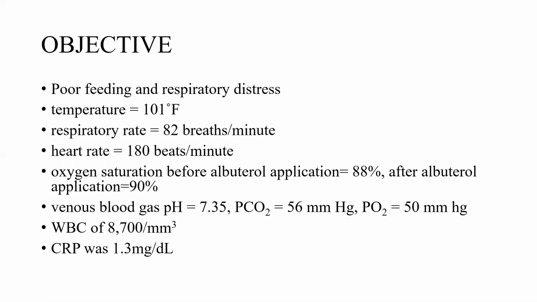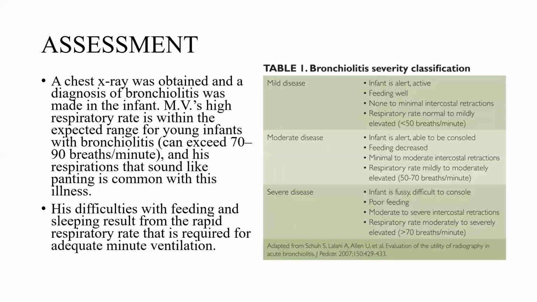WBCs of 8,700 per cubic millimeter, and CRP was 1.3 milligrams per deciliter. Okay, now coming to the assessment, as mentioned in the case study, the infant was diagnosed with bronchiolitis.